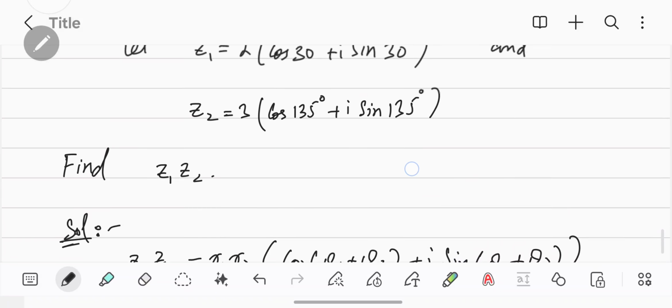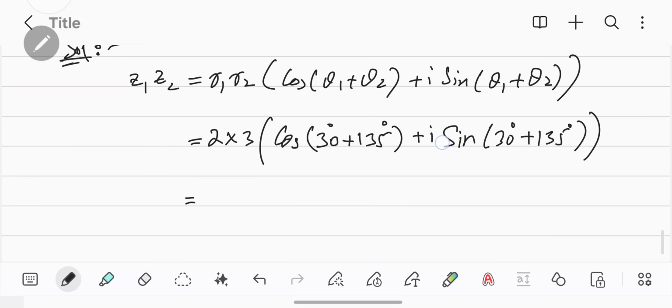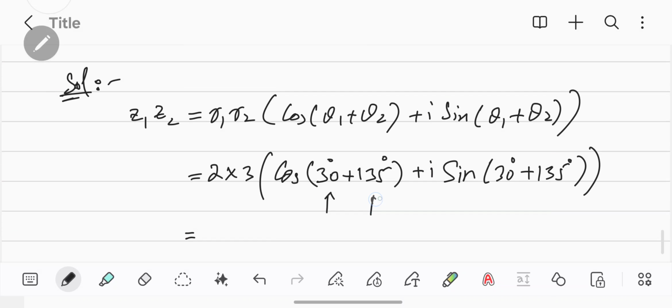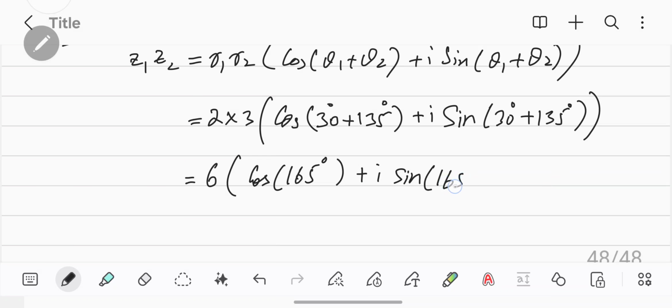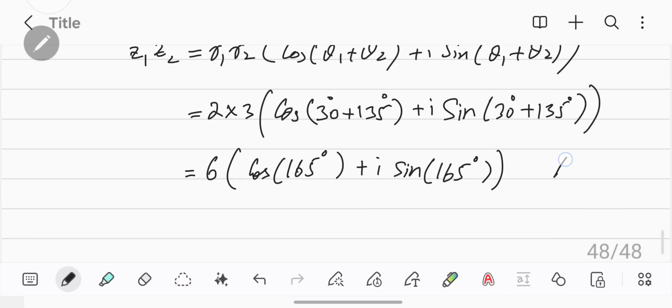Okay, so theta 1 and theta 2 are 30 and 135. I have added 30 and 135 inside here. I have plugged in their values. If I add 30 and 135, I will get 165. So here I have 6 times cosine 165 degrees plus i sine 165 degrees. Okay, this is your answer in this example.